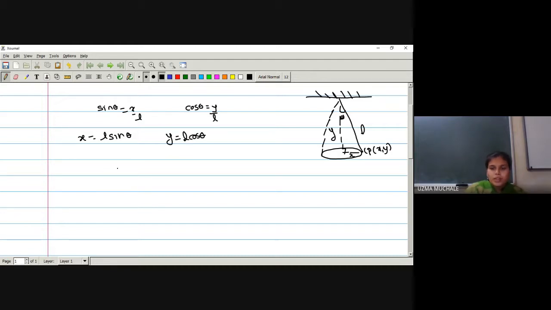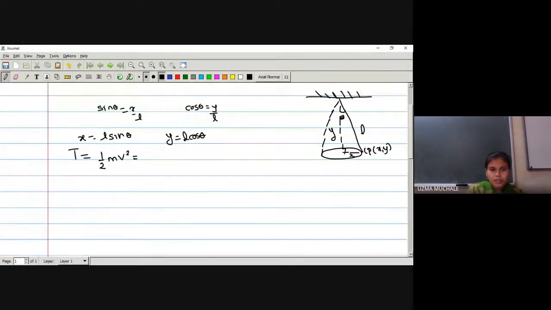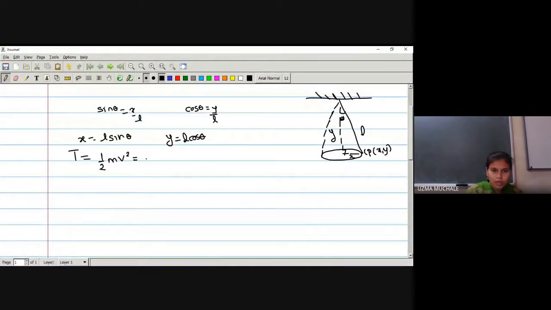After this we have seen what T is. Kinetic energy T is equal to 1 upon 2 mv square. What is v? V is the velocity. So how to find the velocity? Velocity is nothing but the rate of change of the position vector. So we write 1 upon 2 m r dot square.